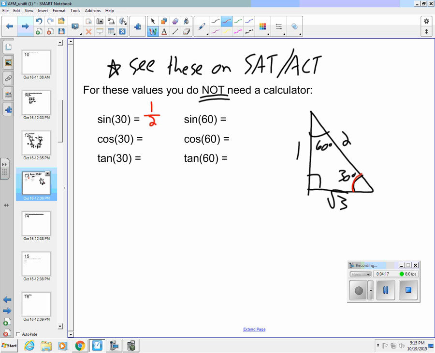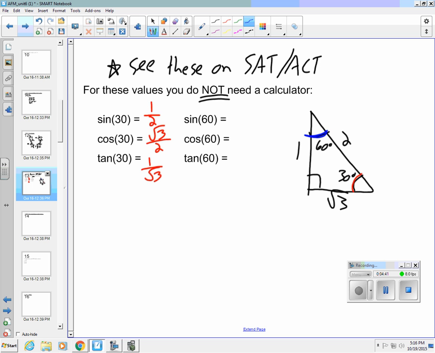Cosine 30, same thing, would be adjacent, square root 3 over hypotenuse 2. So it would be root 3 over 2, and then tangent would be opposite over adjacent, so that would be 1 over square root 3. Right, so I know all 3 of those values without using a calculator, just by using the basic trig ratios and patterns for the 30, 60, 90 triangle. So I can do the same thing for 60.